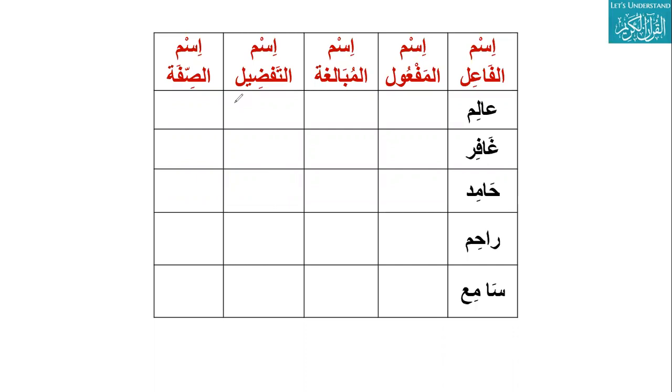Brother Riza, if I say Rahim, what is Maf'ul? Marhum. Ismul Mubalagha? Rahman. Tafdeel? Arham. In superlative terms? Al-Arham. And Ismu Sifa? Rahim. Good. Thank you, Jazakallah khairan. Let's move on to today's lesson.